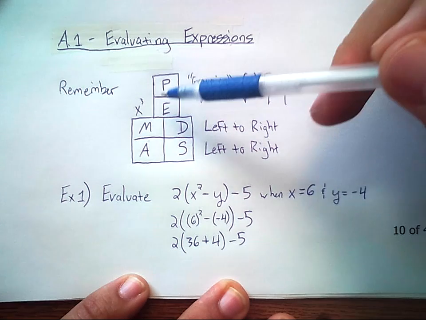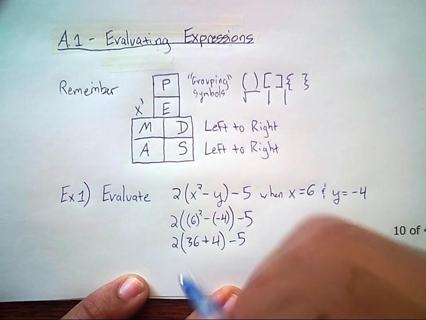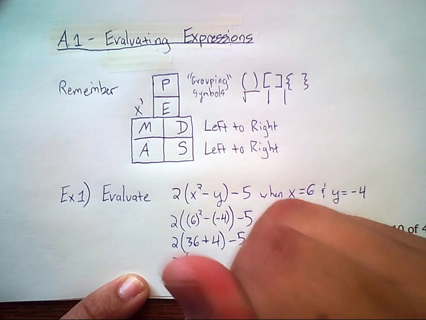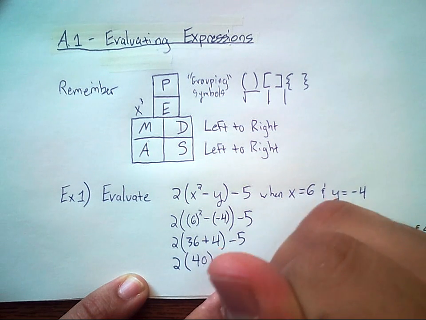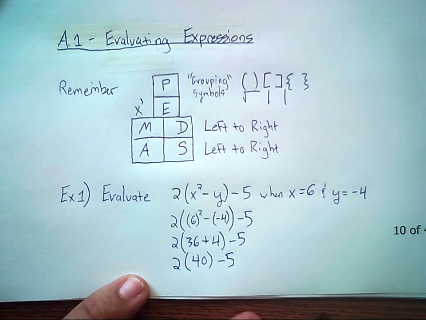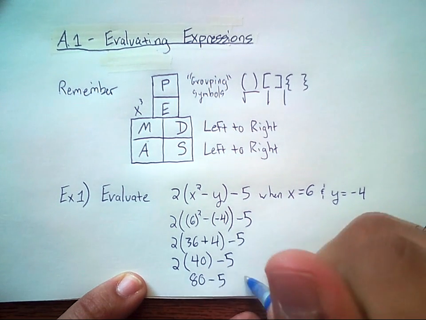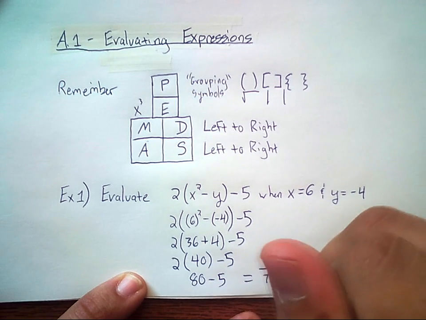Parentheses. I'm still inside these parentheses working, so I've got to clean up. I can't get rid of a grouping symbol until there's one number left. In this case, now that there's only one number inside them, I can go ahead and clean up. So I can do 2 times 40, which is 80, and 80 minus 5, which is 75.